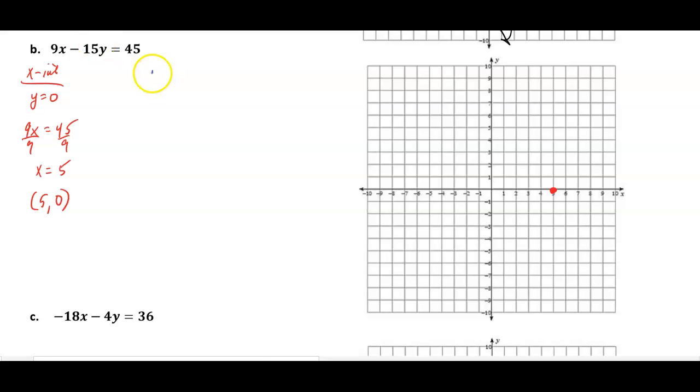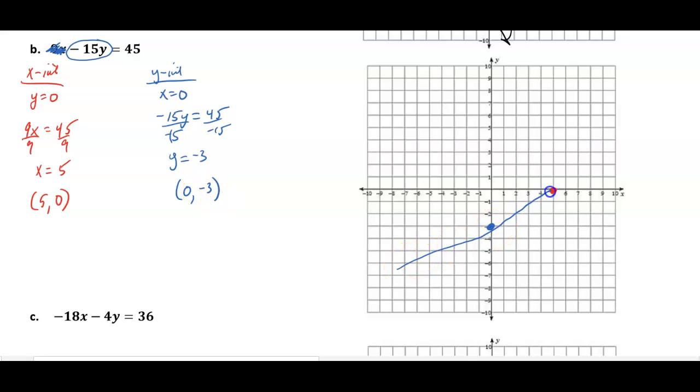Now, next, find the y-intercept. What do we do? Let x equal 0. That eliminates the x term. But now, look what I have left here. I have negative 15y equals 45. Divide by negative 15. Y equals negative 3. X is 0, y is negative 3. Plot your point. Sketch your line. And I am done.